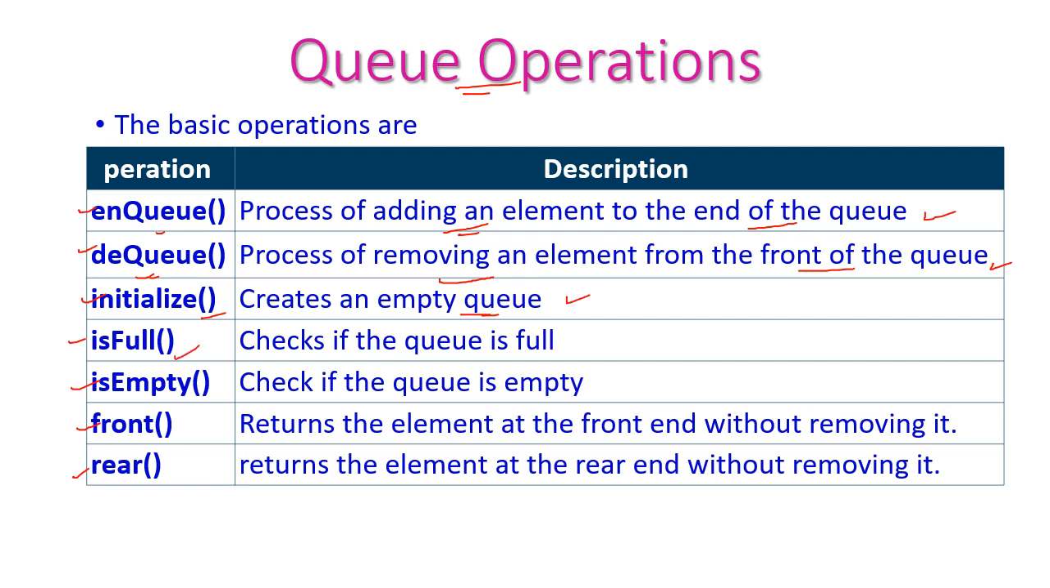And isFull is a function used to check whether the queue is full or not. The next one is isEmpty, which is used to check whether the queue is empty or not. Next is front, which returns the element at the front end without removing it. Simply, it will display the front element of the queue. And rear will return the element at the rear end, that is, the last item of the queue will be displayed without removing it. So these are some of the basic operations. Let us see those operations in detail.